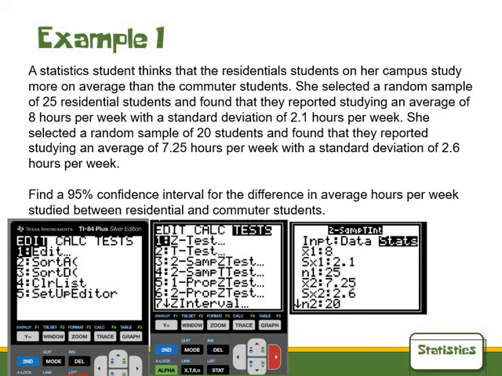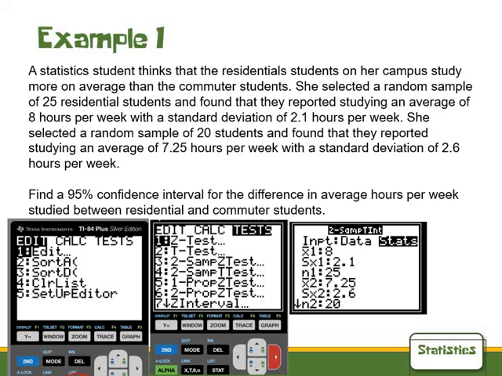Here we have the statistics, so we would select that, and then you enter the values. And the distinction here, you could pick either, you could let the residentials be group 1 and the commuters be group 2, or you could reverse that as long as you keep straight which is which, and think about that in your interpretation.